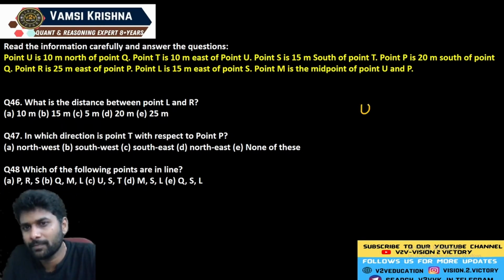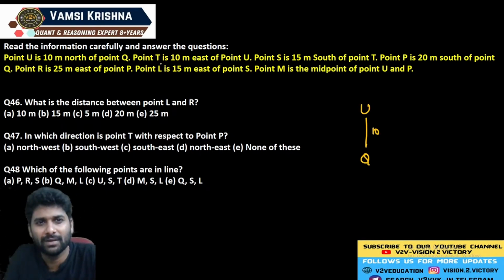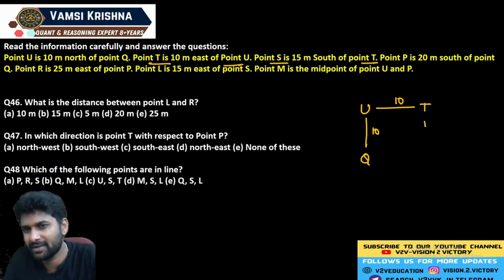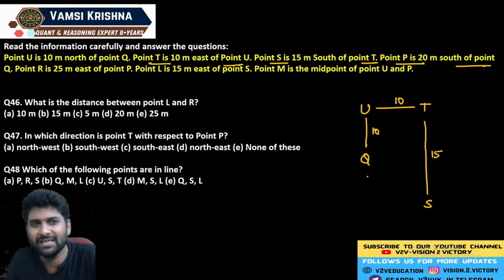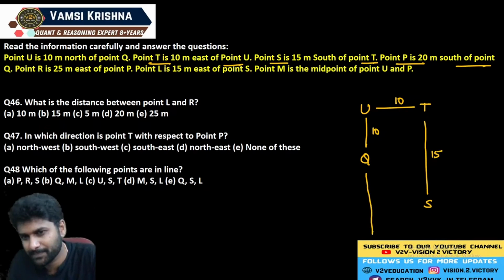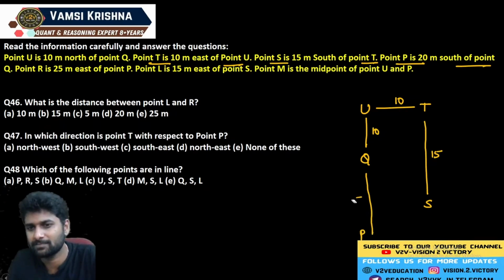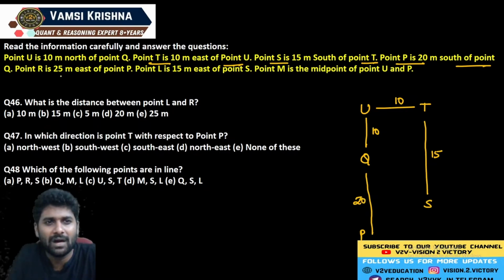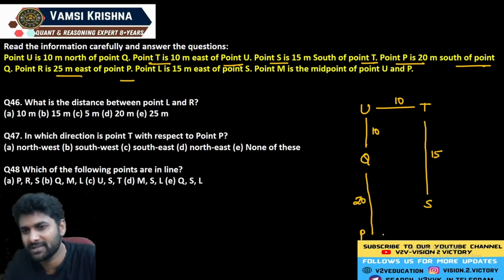U is north of Q by 10 meters. T is east of U by 10 meters. S is south of T by 15 meters. P is south of Q by 25 meters. Sorry, 20 meters. R is east of P by 25 meters.